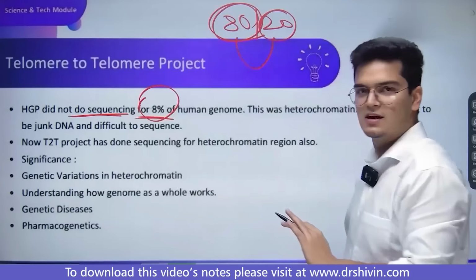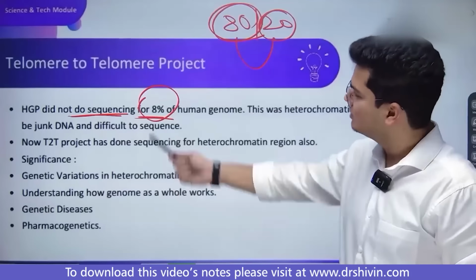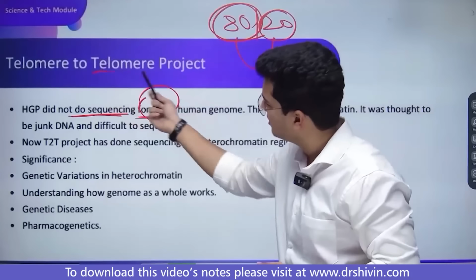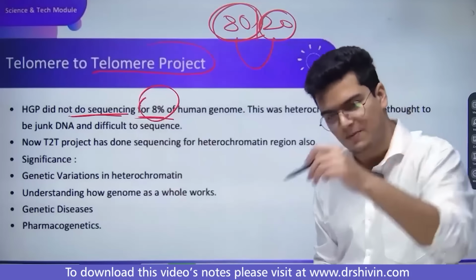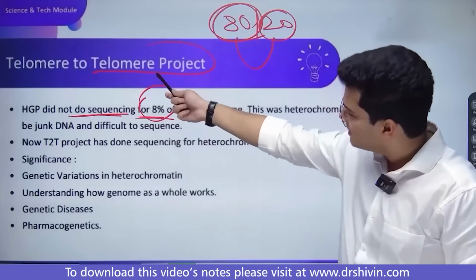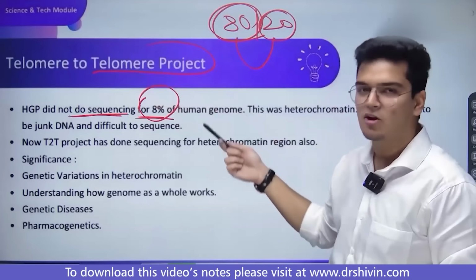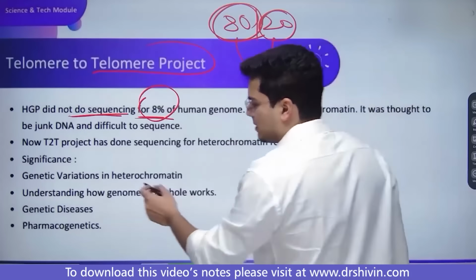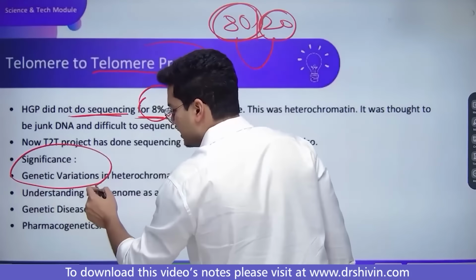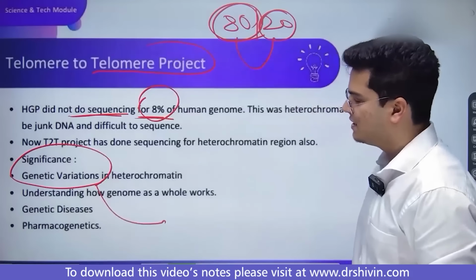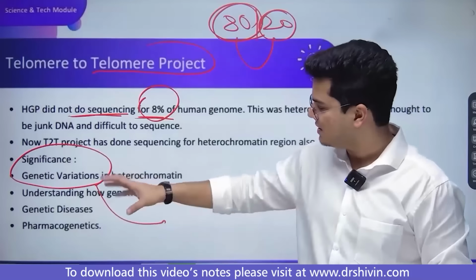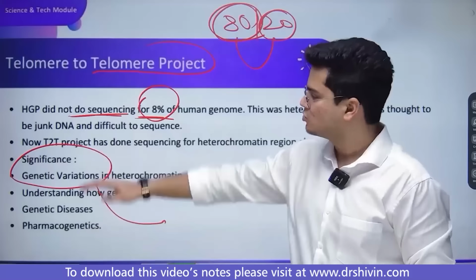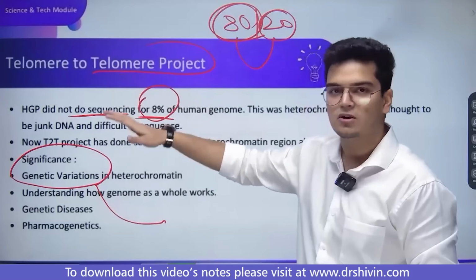इन्होंने कहा छोड़ दो 8% को, but कुछ पागल तो होते हैं. So there was a team like telomere to telomere project जिन्होंने कहा हम ये 8% भी सीक्वेंस करेंगे. So this 8% was done by telomere to telomere project, and they found that even here there are certain genetic variabilities. Even here there are certain genetic diseases that are important. So this sequencing was done by telomere to telomere project.